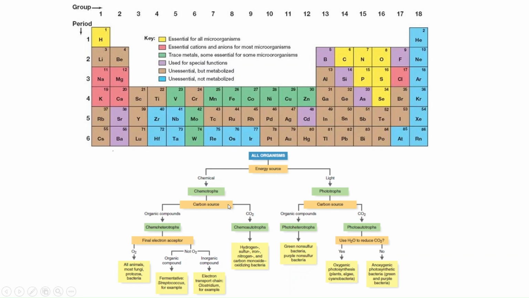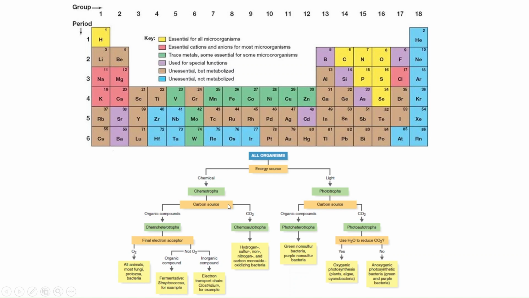For example, the energy source can be either chemical or light. When it is going to be light, as we all know, we are going to call them phototropes. Photo means light, and they are going to derive their energy from light by harvesting the light energy.